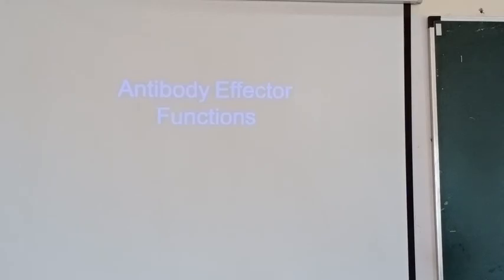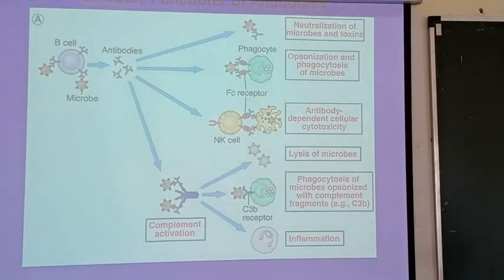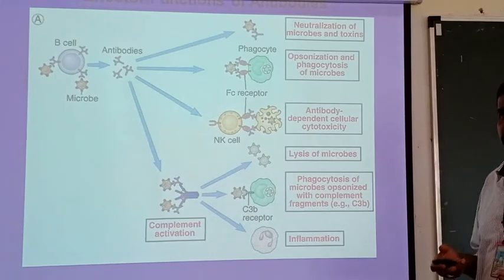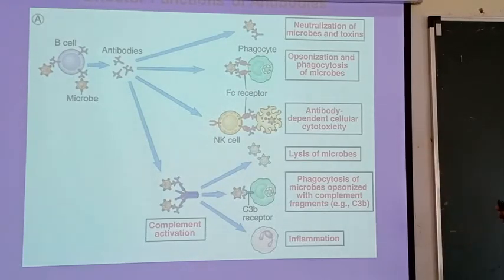Now, antibody effector functions. What are they? These effectors produce antibodies that react only with the antigen. First, they neutralize toxins produced by bacteria, called neutralization. Second, opsonization of phagocytic microbes. Third, antibody dependent cytotoxicity. Lysis of microbes is carried out. Phagocytosis of microbes opsonized with complement fragments, and inflammation.